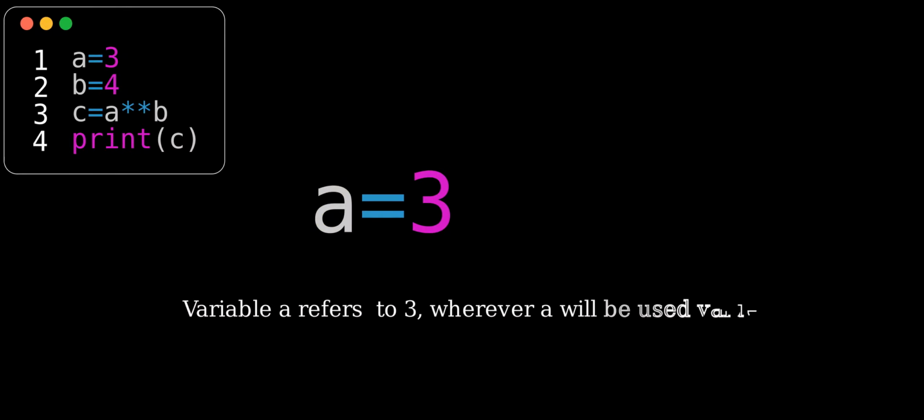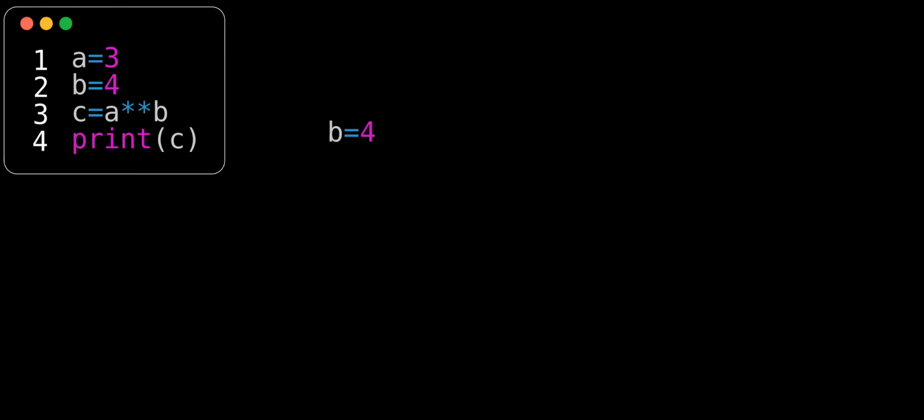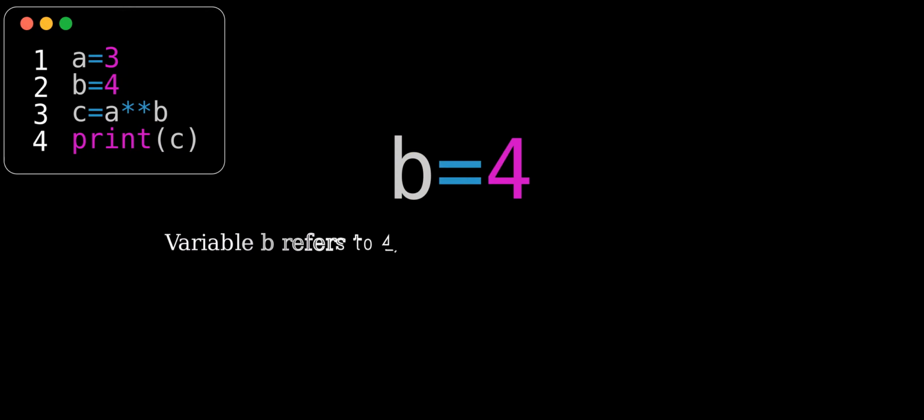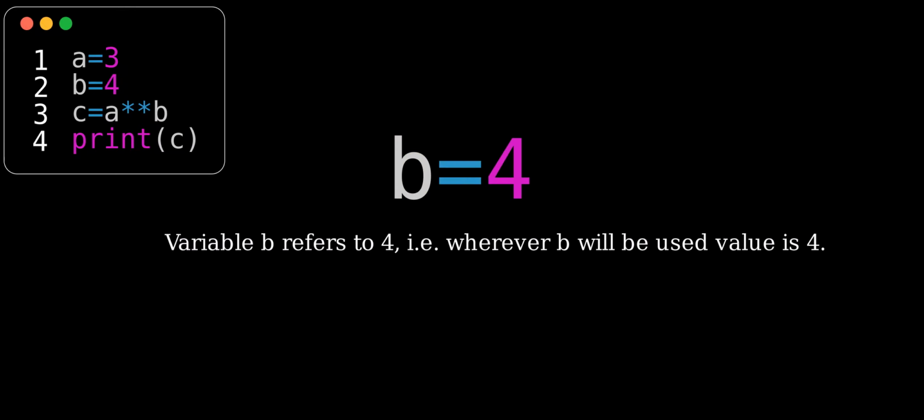That means a refers to 3. So wherever a is used, the value is 3. If you see line number 2, b is equal to 4. It means b refers to 4, and wherever b is used, the value is 4.